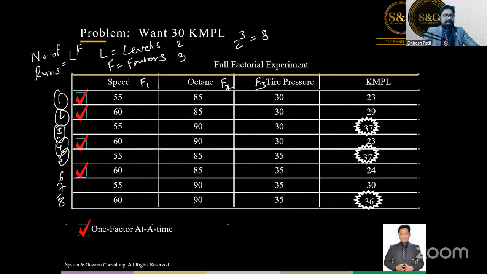Simple. Level is lower level and higher level, Amrita. So for example, speed, you can see the lower level is 55, higher level is 60. For octane, lower level is minus and higher level is plus, which is 90. Tire pressure, lower level is 30, higher level is 35. Clear? So the levels are higher level and lower level. So there are 2 levels only we have decided, so 2 raised to 3. Clear? Now, how do we make this table?